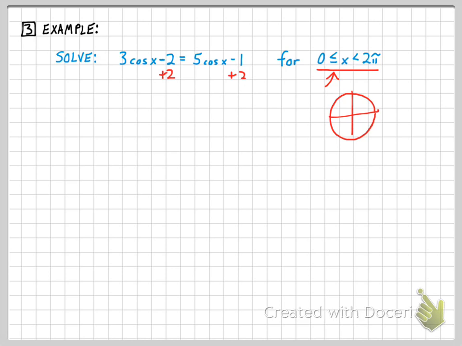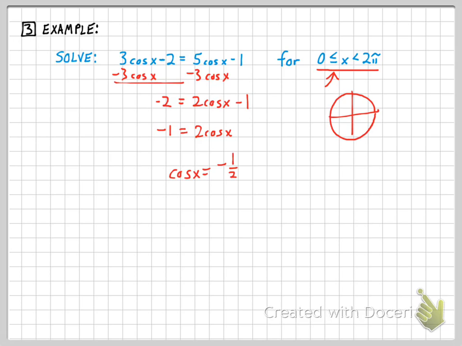And actually, sorry, let's back up a second. I want to get the cosine on one side, so I'm actually going to subtract 3 cosine from both sides. And on the left side, that will go away, and I end up with negative 2 equals 2 cosine x minus 1. And then if I add 1 to both sides, I get negative 1 equals 2 cosine x. And finally, cosine x equals negative 1/2.